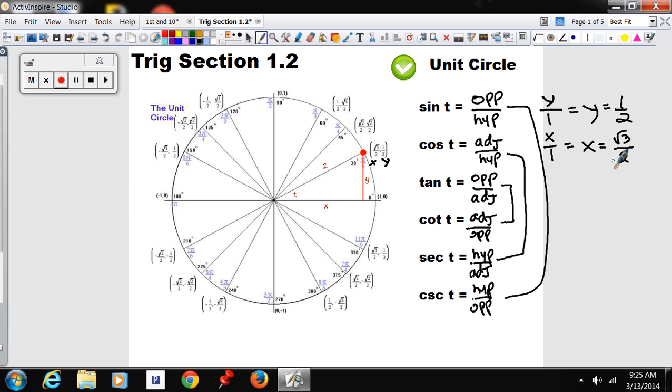Tangent. TOA. T-O-A. SOHCAHTOA. Opposite. What's the opposite of my triangle? Y is across from it. What's my adjacent? X, so it's going to be y over x. Now, y over x is going to be a little tricky for us to find. Y value is your 1/2. Your x value is your radical 3/2. Could I divide those two? Okay, try it on your calculator.